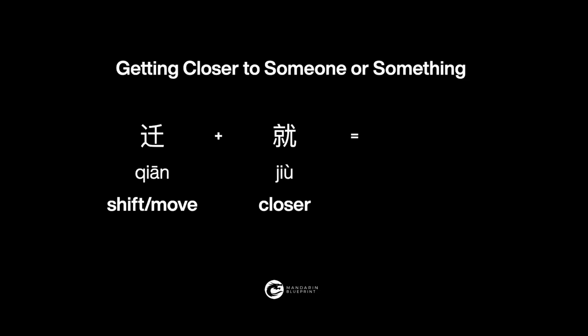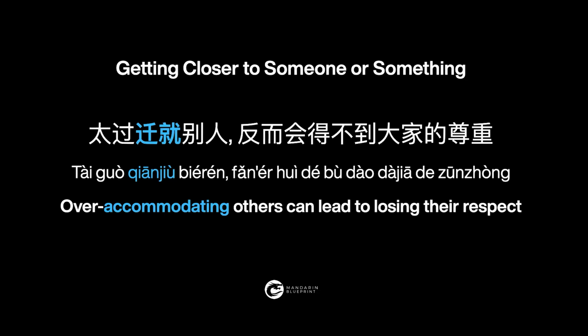迁就. So 迁 means to shift or move, and 就 means closer. This actually means to accommodate. An interesting interpretation to be sure, but you could imagine it metaphorically. The closer you are to someone's needs, the more likely you are to be accommodating. 太过迁就别人，反而会得不到大家的尊重. So in this case, over accommodating others can lead to losing their respect. And by the way, look at that at the beginning, we did that presentation on 过 a few weeks ago. 太过迁就别人, that means over, crossing, being too much in the accommodation. So I like that. That's pretty neat.